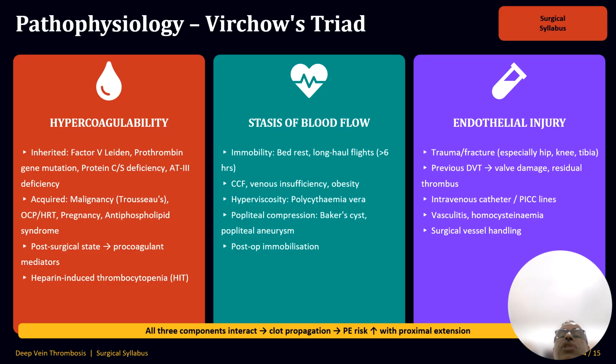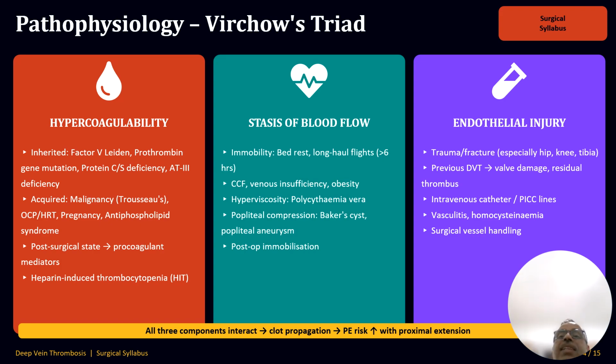Any previous history of deep vein thrombosis would predispose the patient to further development of deep vein thrombosis. How can DVT predispose? DVT, because of the fibrosis, causes damage to the venous valves. This also increases the risk of venous insufficiency, and there may also be a residual thrombus which may propagate and cause further episodes of deep vein thrombosis.